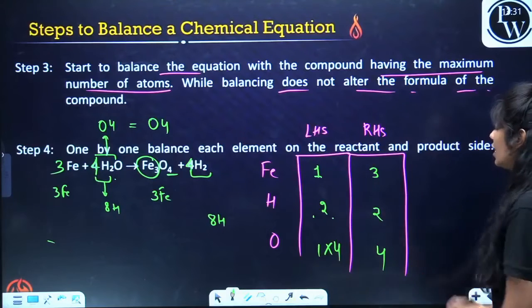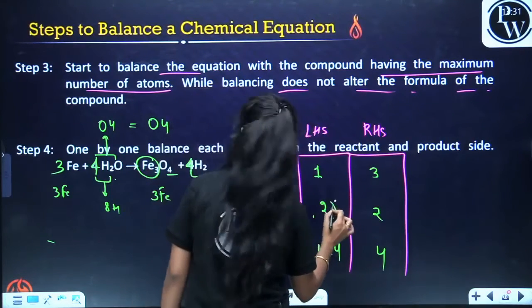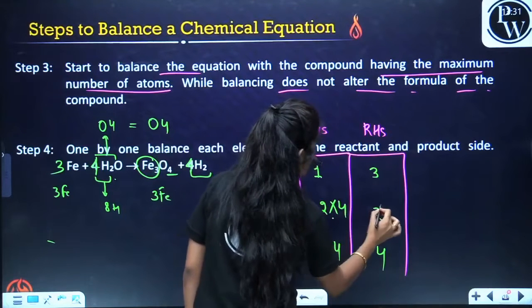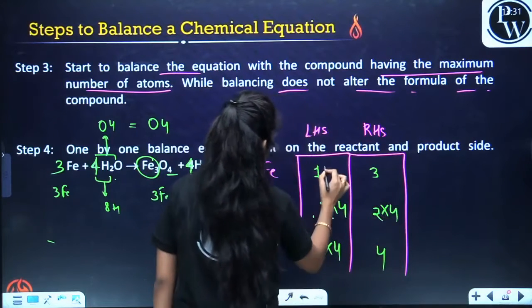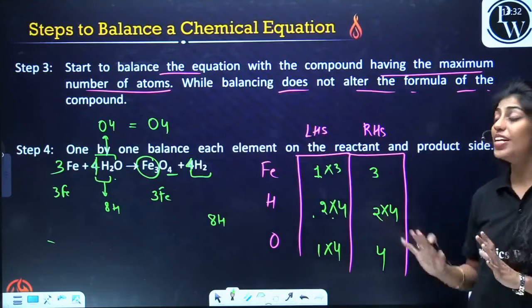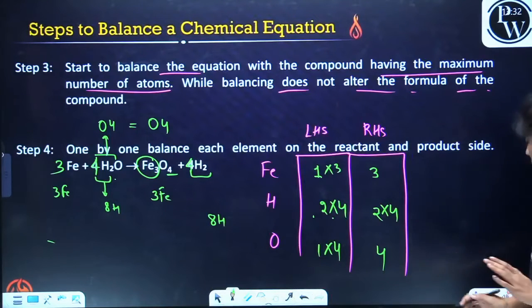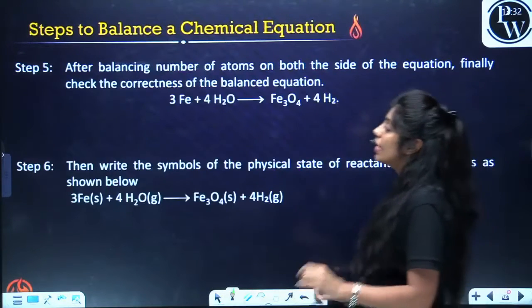So basically you have done this: this hydrogen is multiplied by 4, this is multiplied by 4, and this will be multiplied by 3. And now you can see in this table, everything from the left-hand side and right-hand side is equal. So next we have number 5.